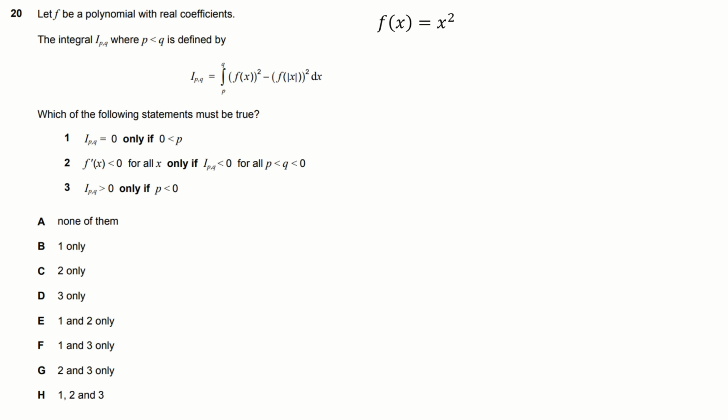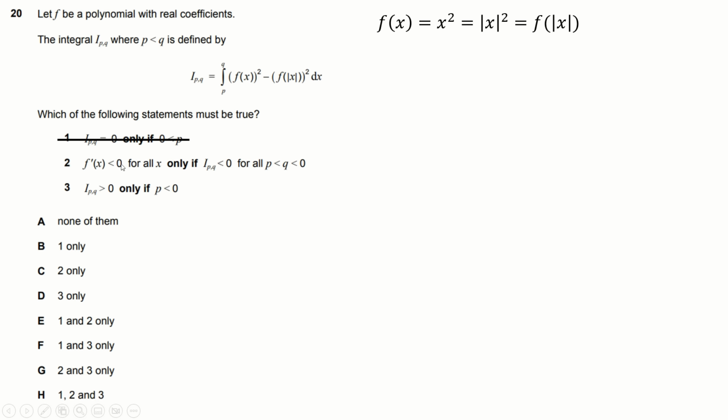So why don't we just go with f of x equals x squared? Because the reason this works well is because f of mod x is just f of x, right? Because when you square something, you're making a positive. It doesn't matter. It's the same thing, right? So this is just f of mod x. And so therefore, f of x all squared minus f of mod x, which is the same thing all squared, is just 0. And it doesn't matter what the limits are. The integral of 0 is 0. So I found a way to make I of pq equal to 0 without choosing p greater than 0. So that's not necessarily true.